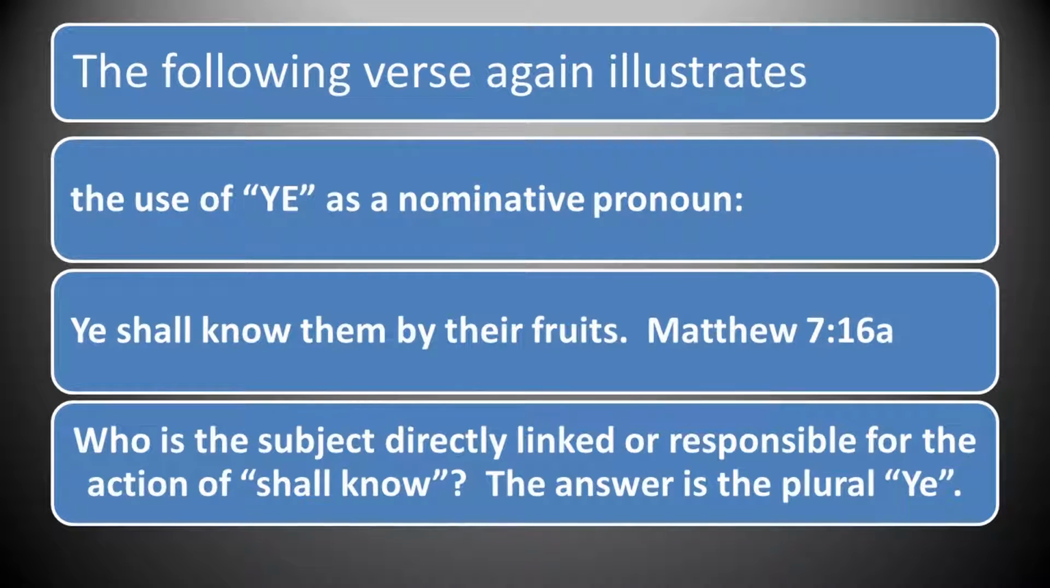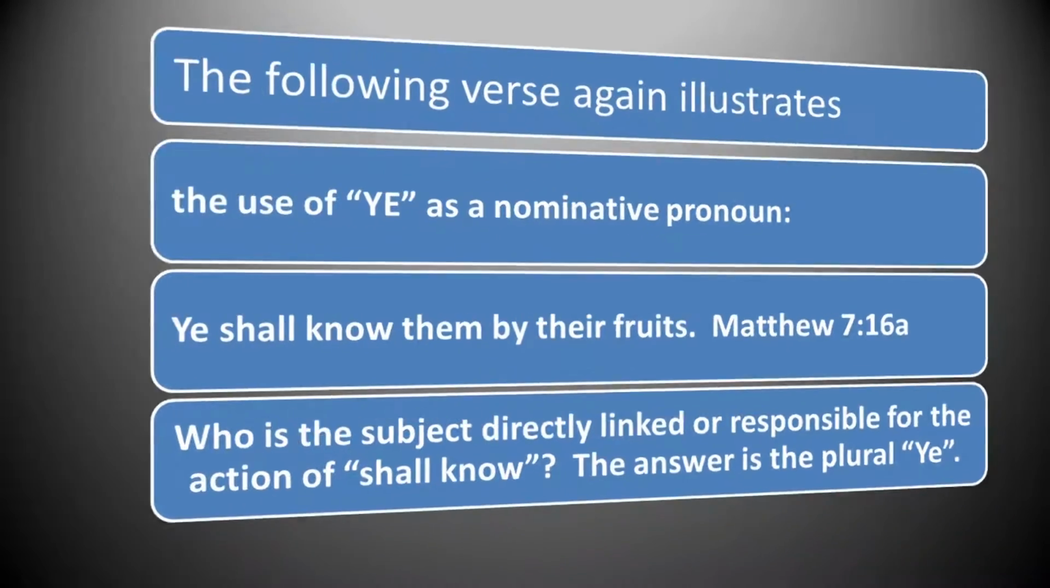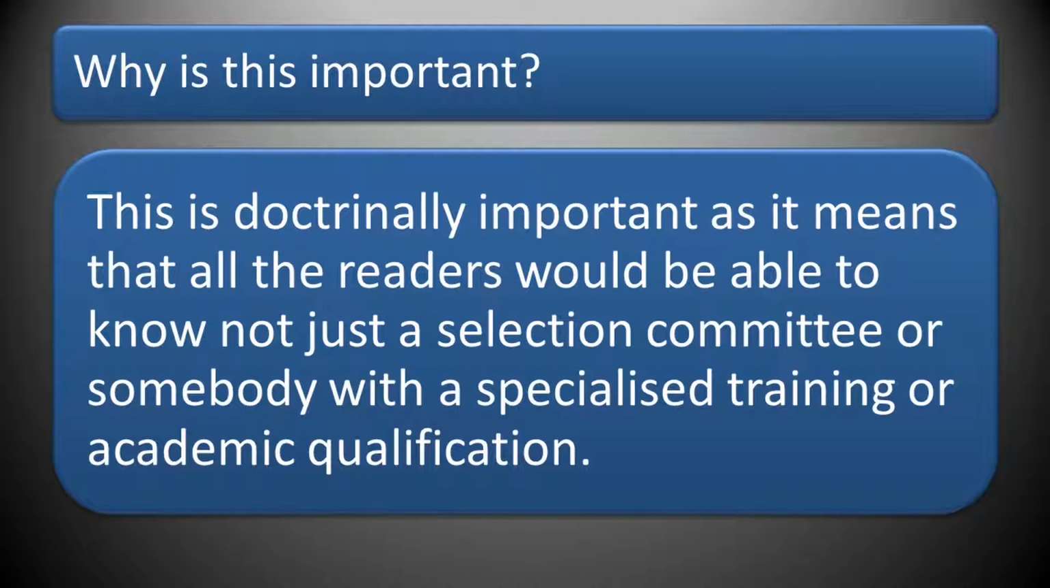The following verse again illustrates the use of ye as the subject of the verb, the nominative pronoun. Matthew 7, verse 16. Ye shall know them by their fruits. Who is the subject directly linked or responsible for the action of shall know? The answer is the plural ye. Why is this important? This is doctrinally important because it means that all the readers would be able to know, not just a select committee or somebody with a specialized training or academic qualification. He said ye. That's everybody.